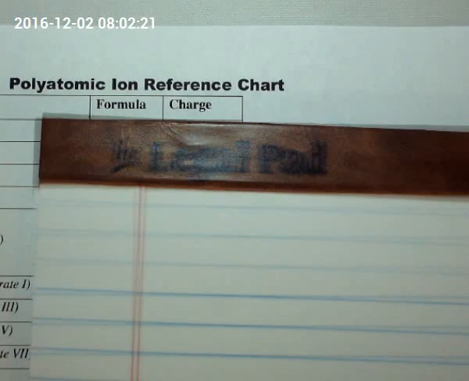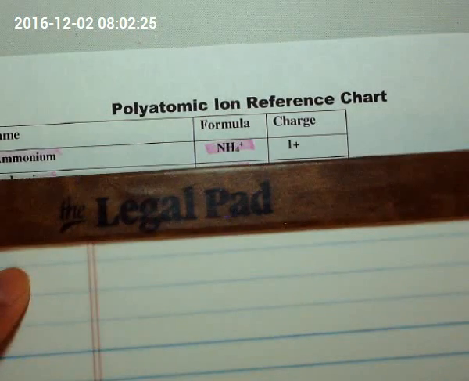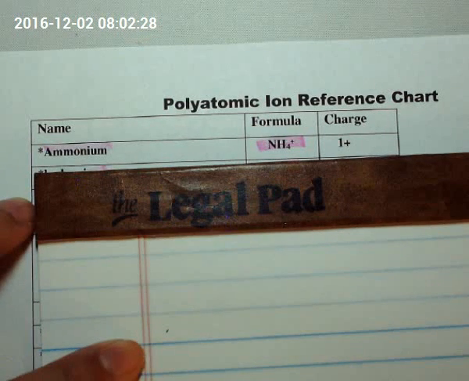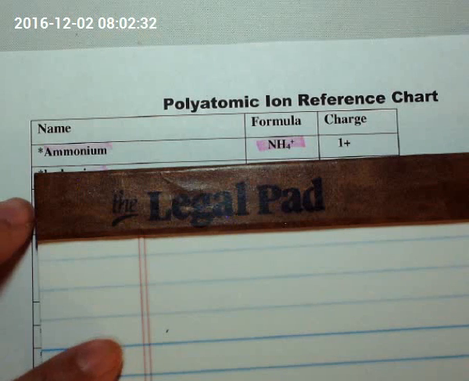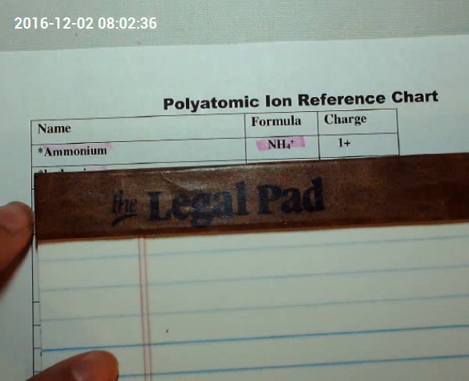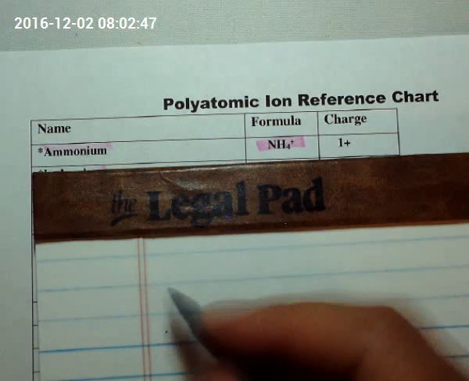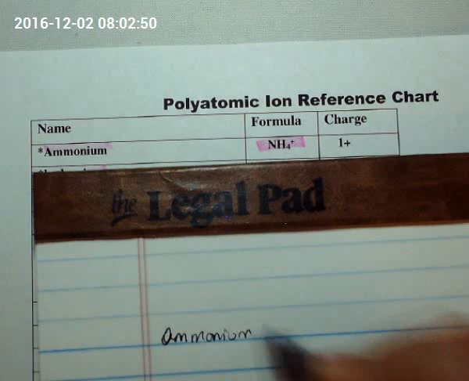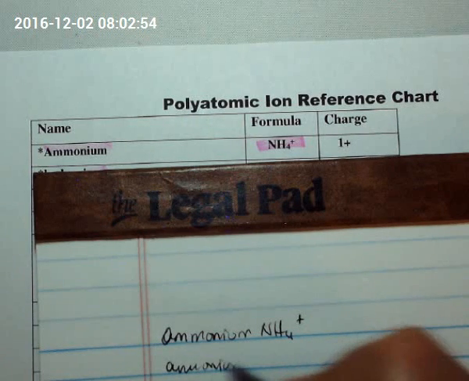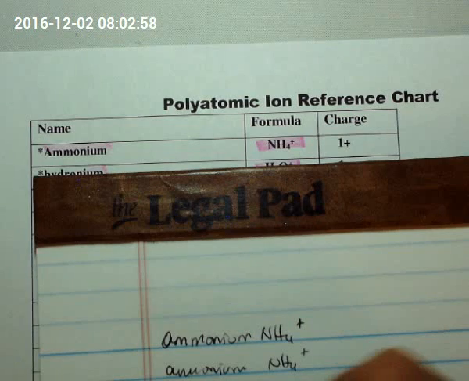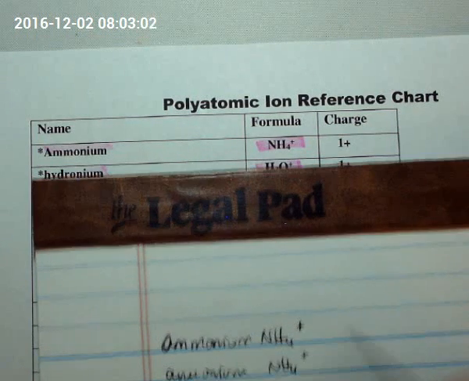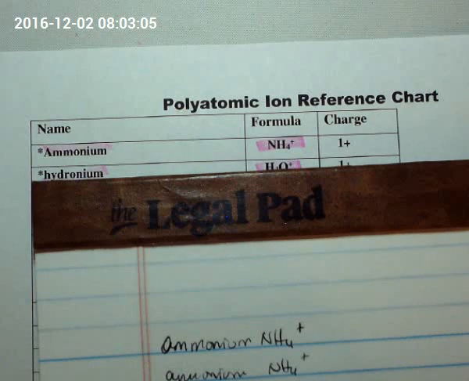This is what I would do. I would take either a white dry erase board or a piece of paper, and there's something magical that happens when you put pen to paper. I want you to write it over again 10 times, and as you're writing it, say it out loud: ammonium, NH4+, ammonium, NH4+. So come on, all together, grab a piece of paper. Ammonium, start writing. Ammonium, NH4+, ammonium, NH4+. Sean, don't resist. Resistance is futile. You will be assimilated. Okay, you get the hang of it?